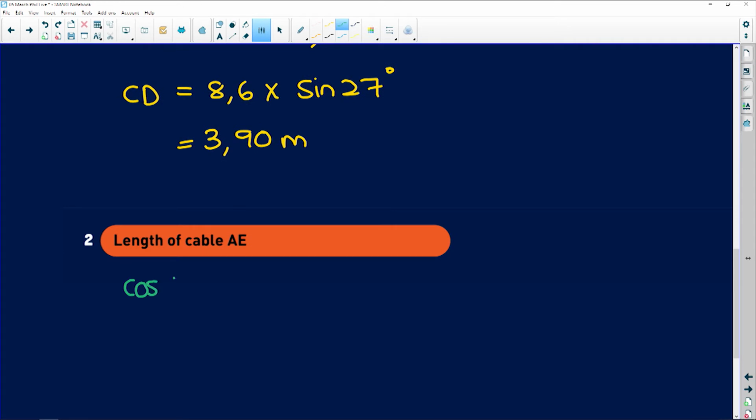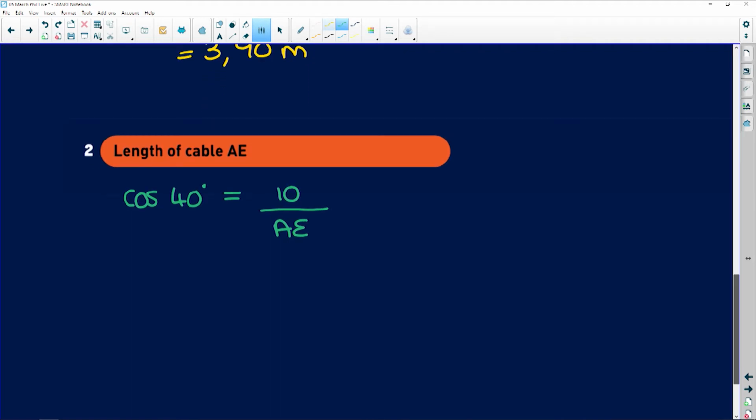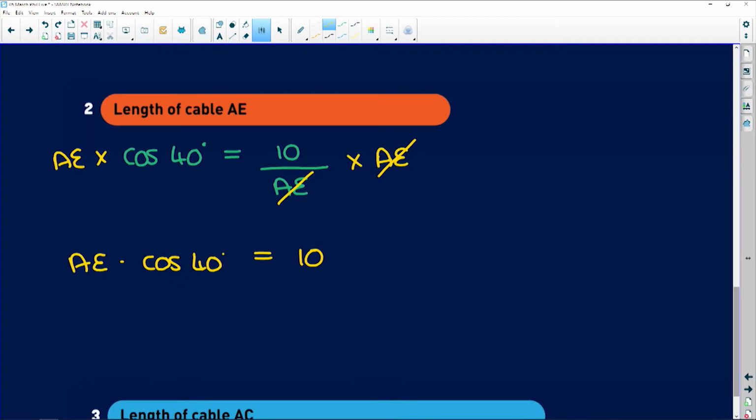So cos of 40 degrees, which is what we were working with, is equal to the adjacent over the hypotenuse, which is what we're trying to find. So if we multiply both sides by AE, we get AE times the cos of 40 is equal to, these two AEs will divide into each other to give me 1, so I get 10. So now, if I want to further isolate AE, I divide both sides by cos of 40.